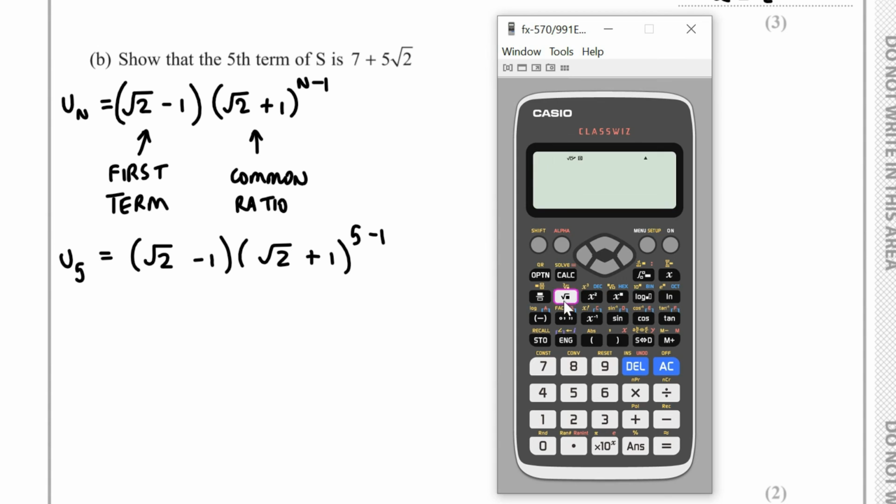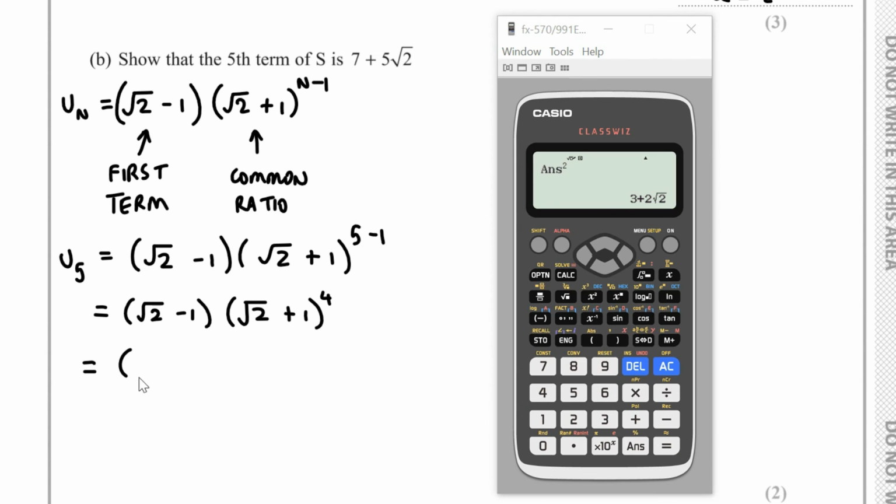We've got root 2 plus 1, and we're raising this to the power of 4. Now here we get a decimal, so we need to be a bit careful in terms of how we work things out. So what we can do over here is recognize, well, here we've got root 2 minus 1, and then here we've got root 2 plus 1 to the power of 4. So if I work out root 2 plus 1 to the power of 2, I get 3 plus 2 root 2.